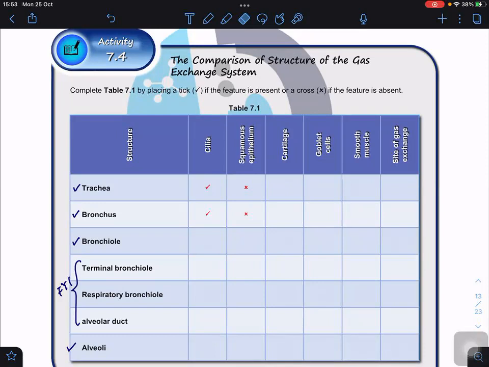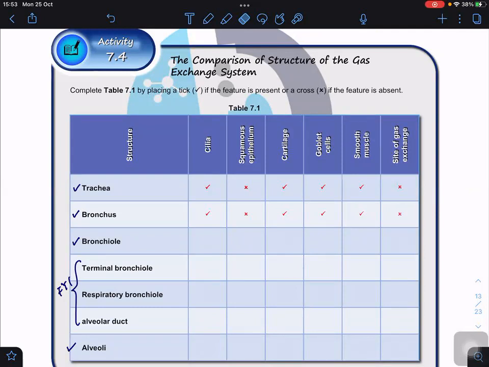Okay, cartilage. Trachea and bronchus both have cartilage, but the difference is the shape. The cartilage for the trachea is the incomplete C-shaped cartilage, but bronchus has irregular blocks of cartilage. How about goblet cells? Yes, both of them have goblet cells. How about smooth muscle? Yes, trachea, but trachea smooth muscle only connects the two ends of the incomplete C-shaped cartilage. But for bronchus, smooth muscle surrounds the entire structure. Site of gas exchange, both of them are not sites of gas exchange.